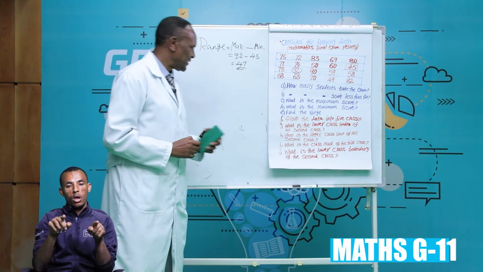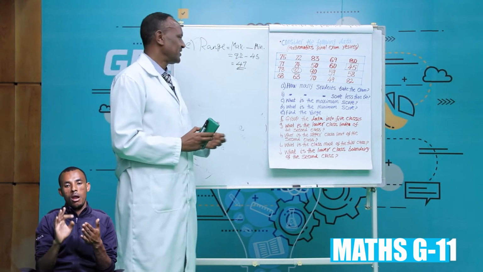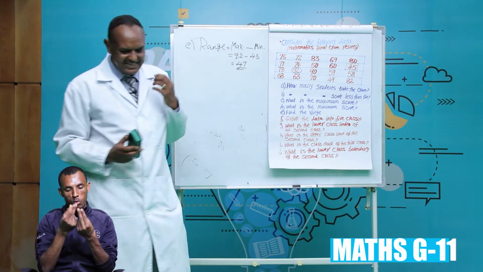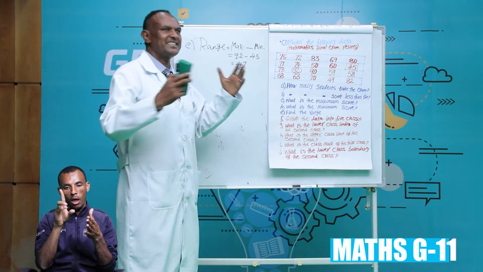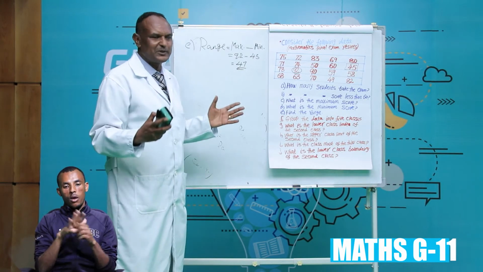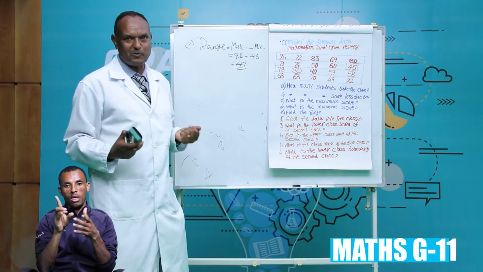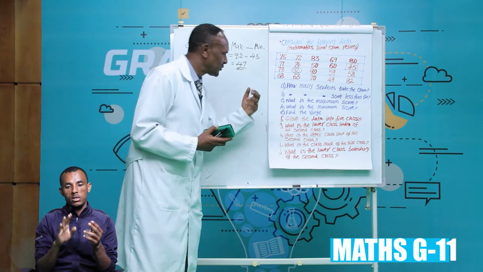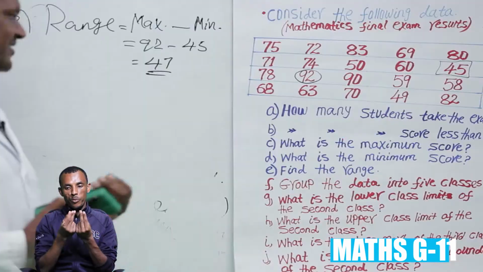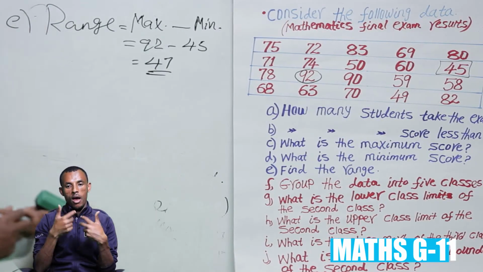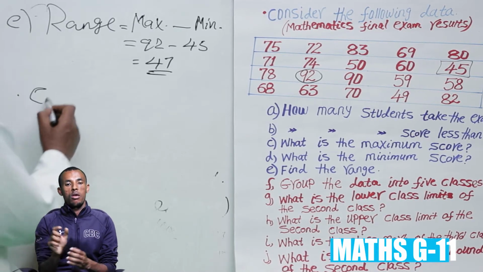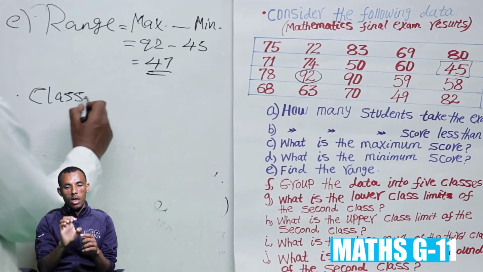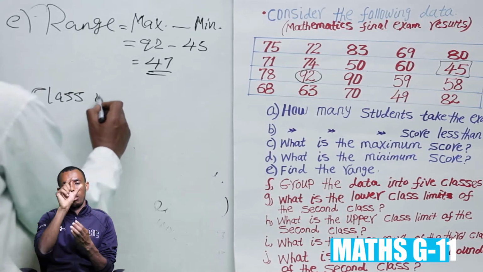When you come to letter F, group the data into 5 classes. When the number of data collected is large enough, we try to change the data into a group form. But to change it into groups or classes, first I have to find the class interval. So for exercise E, what is the class interval for this given data?